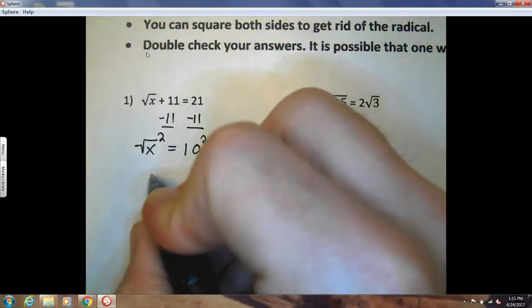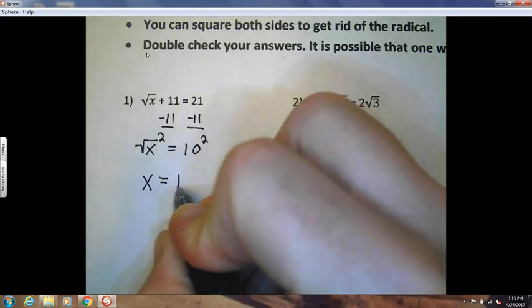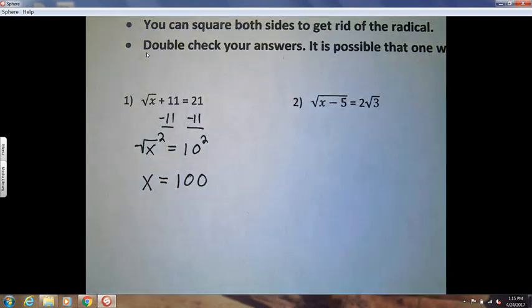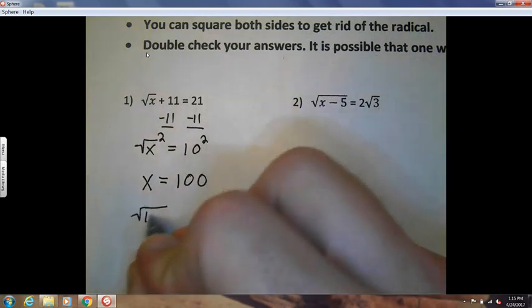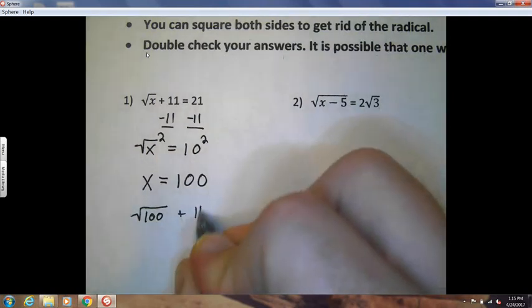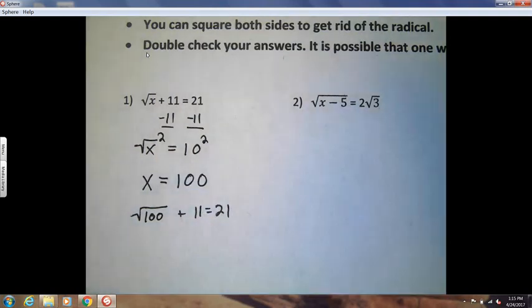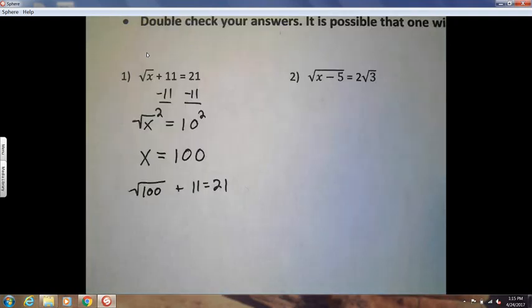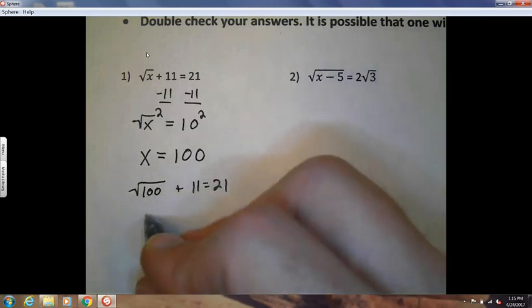So I'm going to go ahead and check my answer. You always double check your answer. So I have the square root of x plus 11 is equal to 21. So I put 100 back in the original equation. Square root of 100 is 10. And 10 plus 11 does equal 21. So yes, I got it correct.